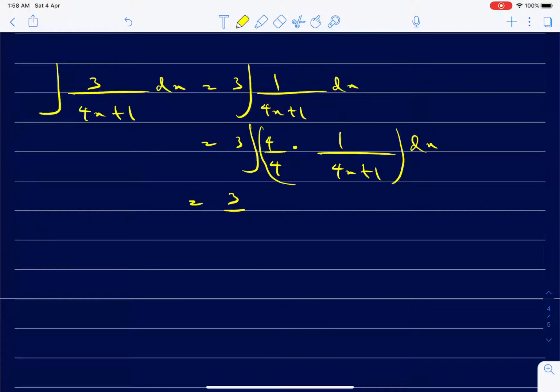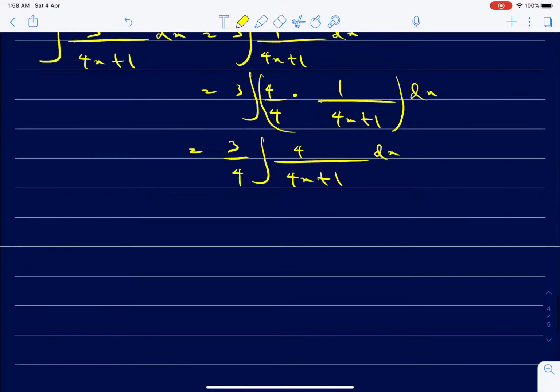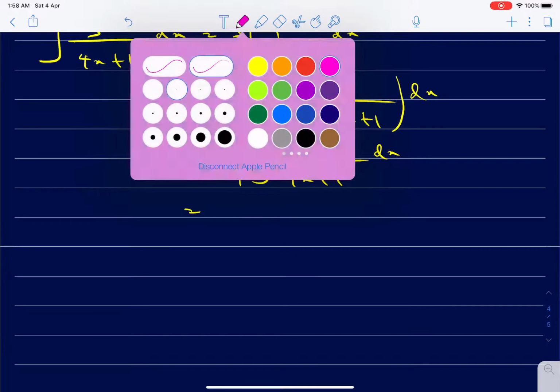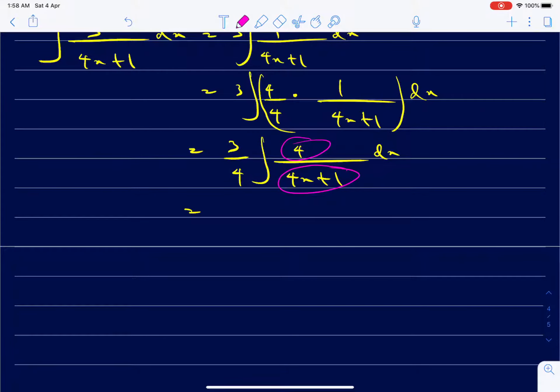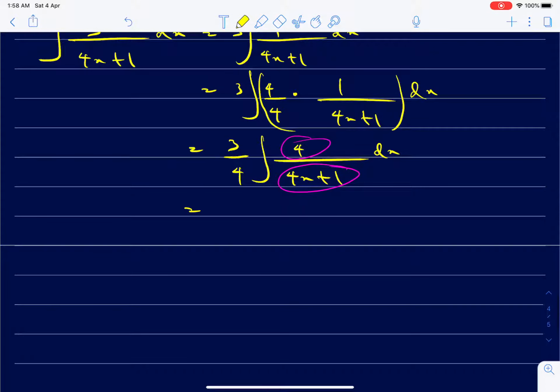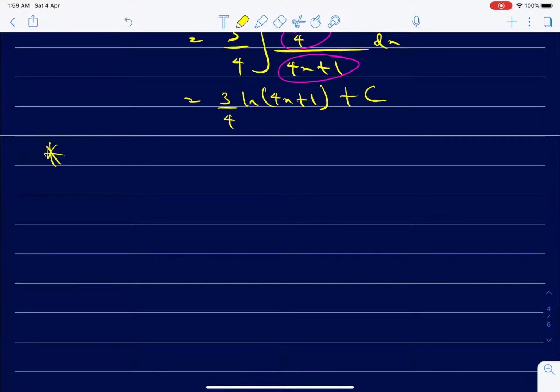And that's the same as 3 over 4 multiplied by the integral of 4 over 4x plus 1 with respect to x. And we can now see that the numerator 4 is the derivative of the denominator 4x plus 1, and that simply means 3 over 4 ln of 4x plus 1 plus c. Note, the integral of f prime of x divided by f of x with respect to x is the same as ln f of x plus c.